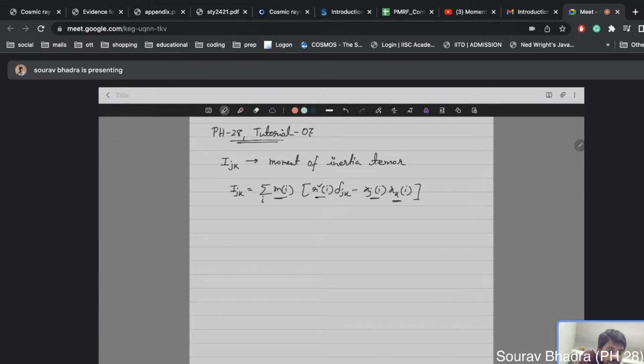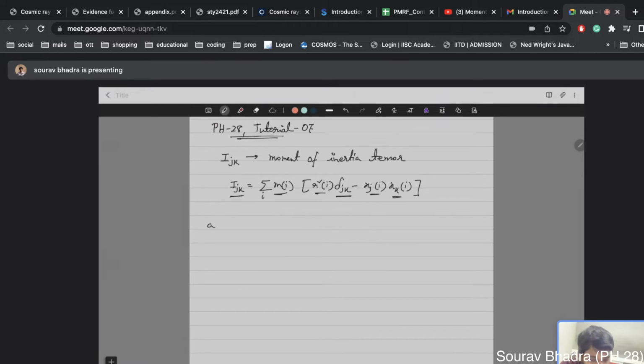That's why we have summed over all the particles, and the jk-th component is shown by this j and k explicitly, like here in the second term in the parenthesis, x_j and x_k. So x_j,i and x_k,i correspond to the x_j and x_k coordinates of the i-th particle. That's how it is written. Now let us consider some physical situation.